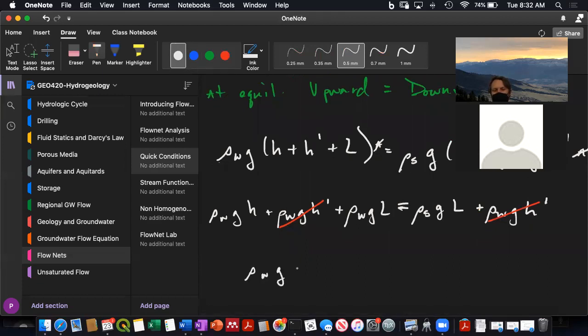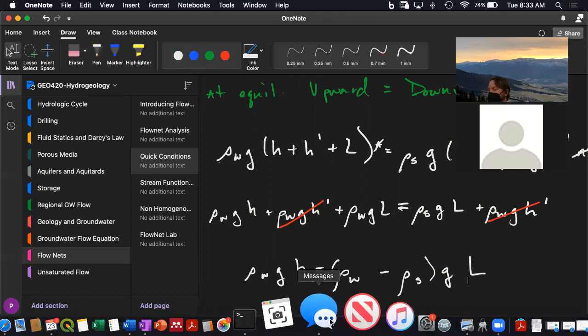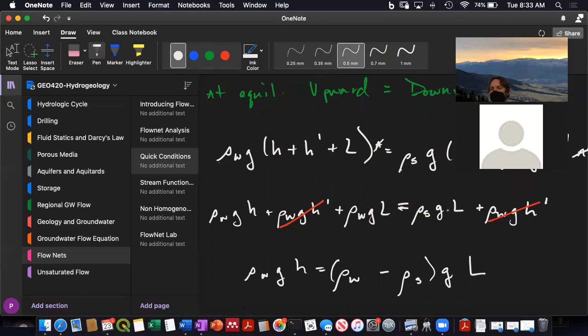So I could get rho water GH is equal to rho water minus rho S times G times L. So all I did was move this over here, collect these terms. Both of these are multiplied by L. Now this gets back to Autumn's question. I have gravity working to push things up, and I have gravity working to push things down. So gravity is just going to cancel out here. So I get rid of those two.